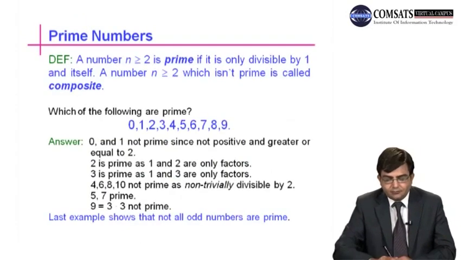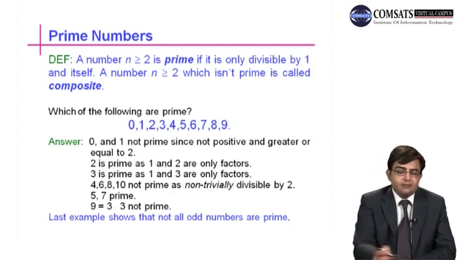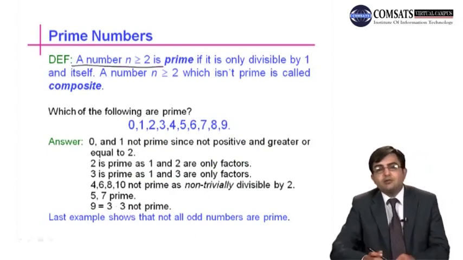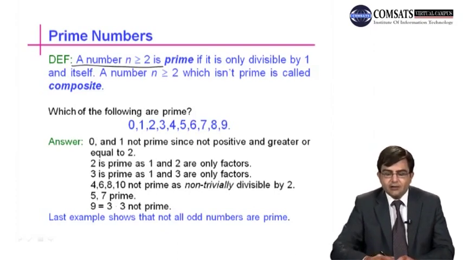For example, we see in detail what prime numbers are. We can see another definition of prime numbers. A number n greater than or equal to 2 is prime if and only if it is divisible by 1 and itself. This is another definition of a prime number.